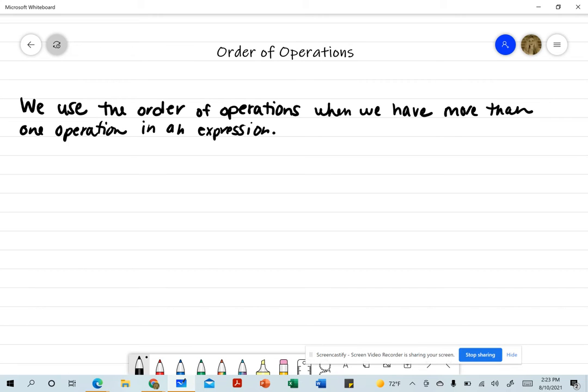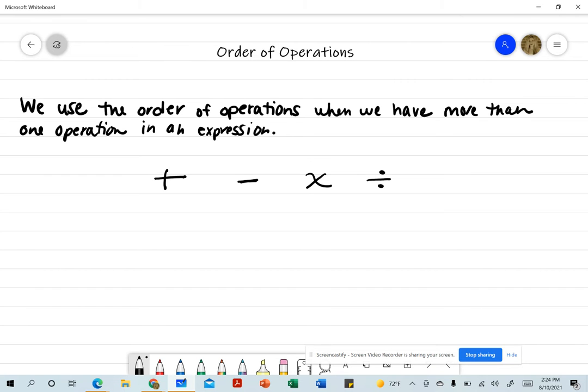Now remember, our four operations are addition, subtraction, multiplication, and division. So we're essentially saying we have either a combination of all four or parts of these, right? But it's not just all addition or all multiplication anymore. We have at least two different operations. And when that's the case, we have to use a specific order to simplify the problem.